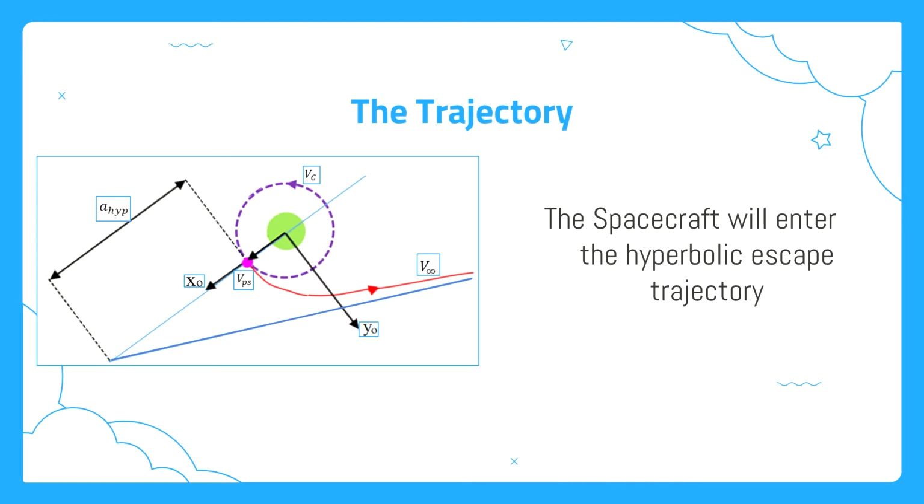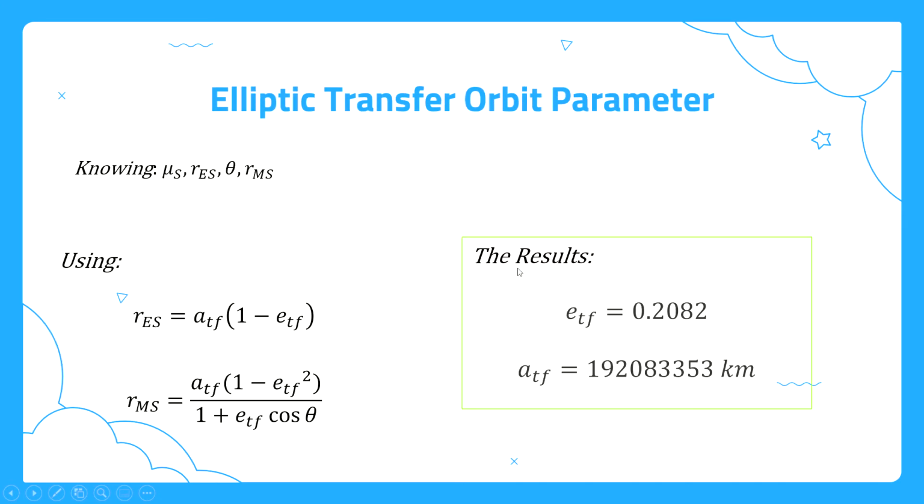Now we come back to the trajectory of the spacecraft. After reaching the circular orbit, the spacecraft will enter the hyperbolic escape trajectory, shown in red right here, while the circular trajectory is shown in purple right here. So first, we should know the elliptic transfer orbit parameters before we calculate the delta V for the hyperbolic escape trajectory, by knowing the mu, s, res, theta, RMS. Using these two equations, we get the eccentricity of the elliptic transfer orbit and its semi-major axis. The value is shown here, with the eccentricity of 0.2082, while the semi-major axis is 1920.83353 km.